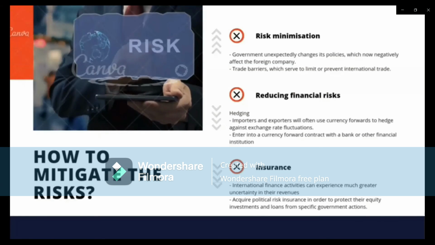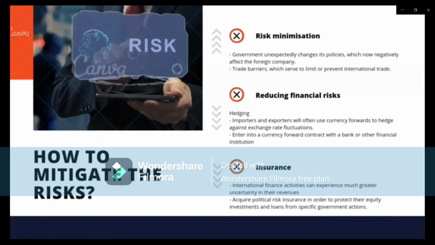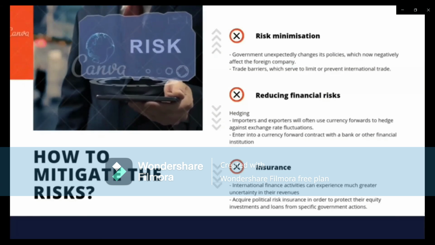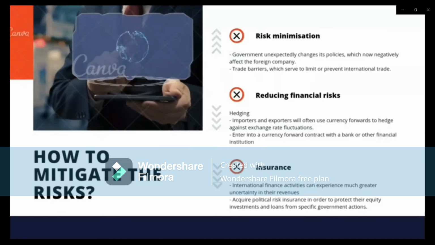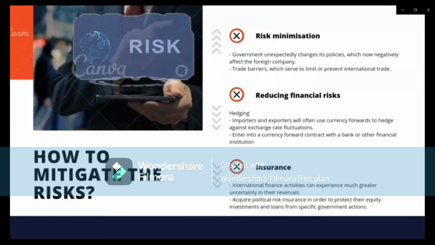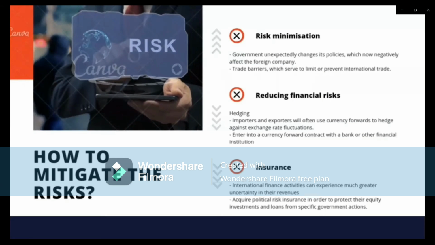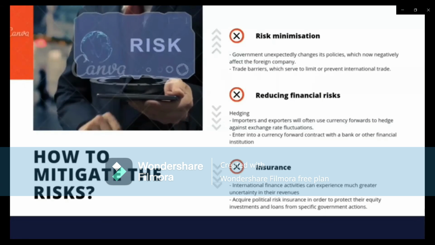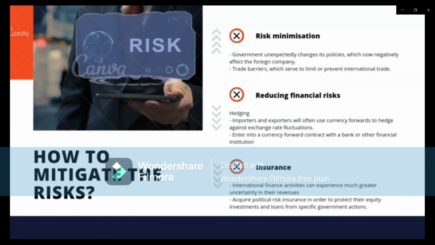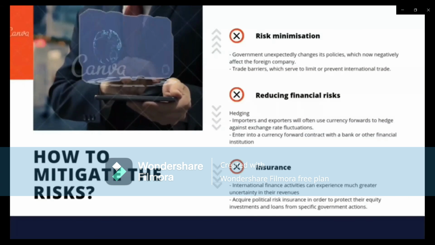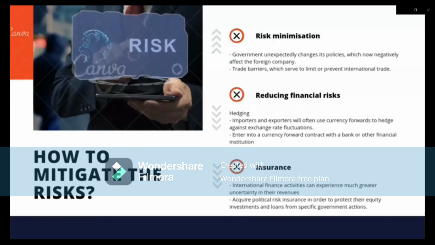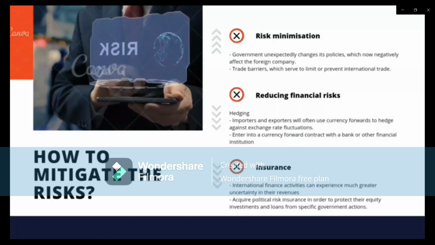Insurance. International finance activities can experience much greater uncertainty in their revenues. For example, companies acquire political risk insurance in order to protect their equity investments and loans from specific government actions, where political risk insurance helps these corporations continue to develop and grow their global businesses even in unpredictable or uncertain business conditions. Companies can purchase insurance that offers protection in the event of war, terrorism, labor disputes, supply shortages, and trade restrictions.